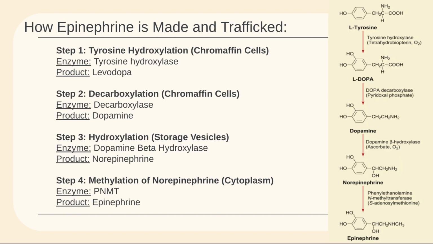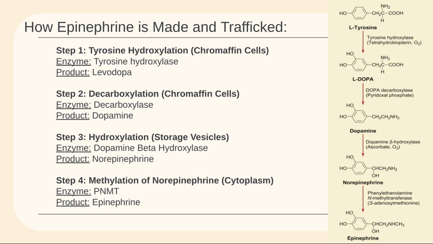Produced in the adrenal medulla, epinephrine is synthesized through a series of enzymatic reactions. The hydroxylation of tyrosine, which is an amino acid, takes place in the chromaffin cells of the adrenal medulla, where tyrosine is converted to levodopa by the enzyme tyrosine hydroxylase, and then converted into dopamine by dehydroxylase.